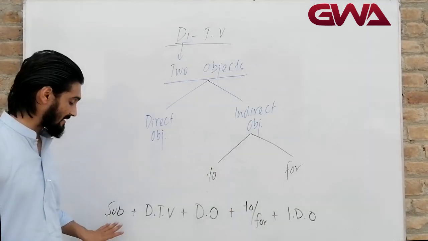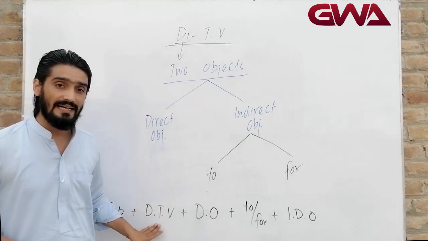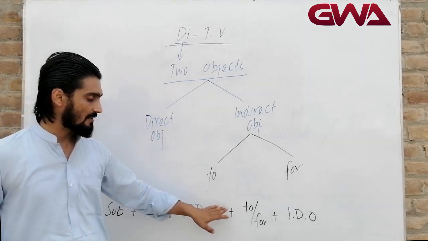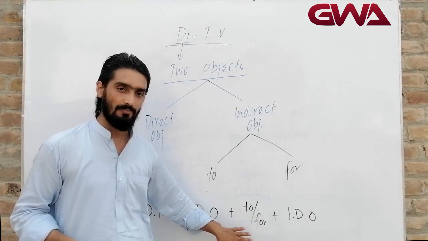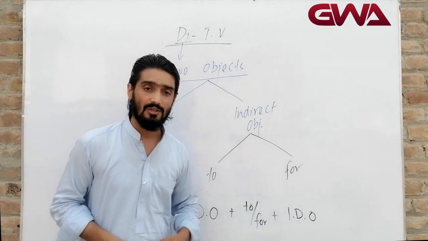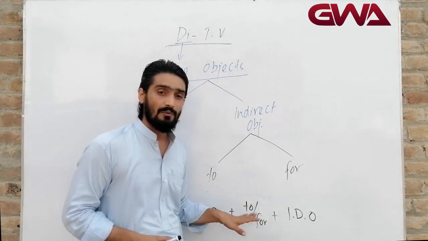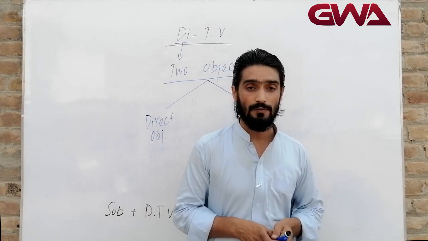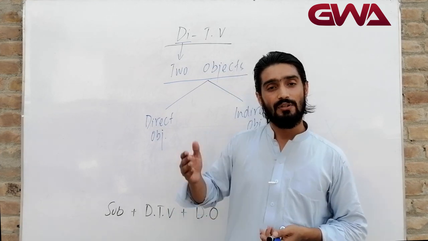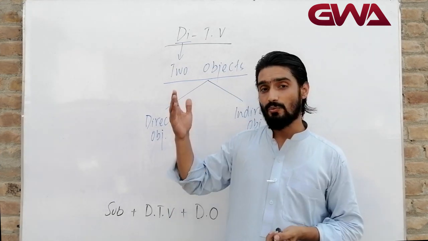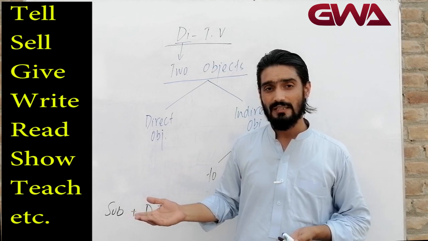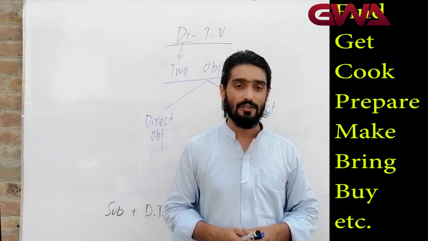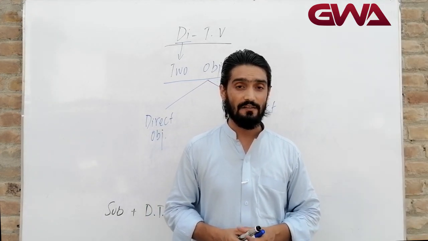The structure will be like this: subject plus ditransitive verb plus DO, which stands for direct object, plus to or for, one of them, plus indirect object. Now, some students are confused where to use to and where to use for. So, to is used when these verbs are used, and for is used when we have these ditransitive verbs in a sentence. Let's have some examples.